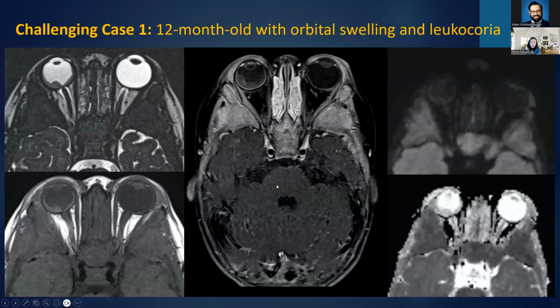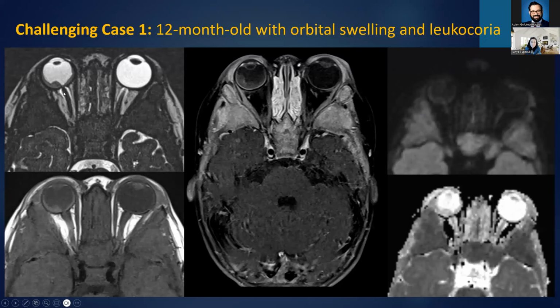So this is case number 1. This is a 12-month-old with orbital swelling and leukocoria. On these images, we start with the axial T2 3D here. We have the axial T1, T1 post-contrast, and also DWI and ADC images.